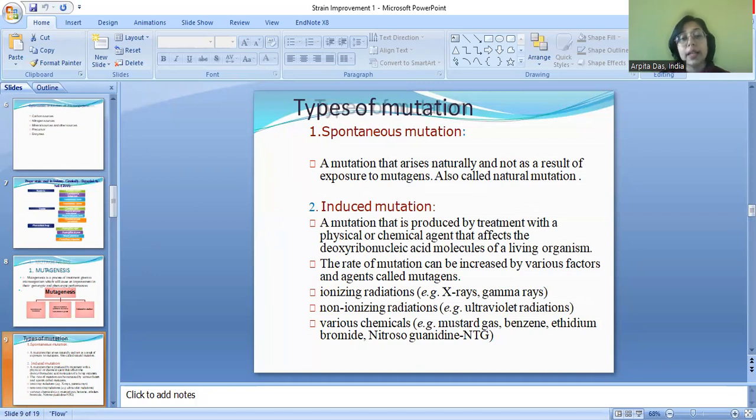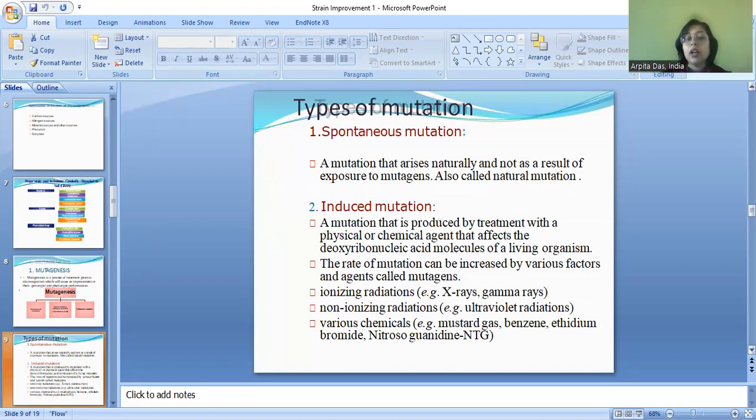Okay, so the second one is induced mutation. Induced mutation is a method in which mutation is produced by treatment with a physical or chemical agent that affects the DNA of the living microorganism. That means I am going to give a certain component, either physical or chemical, and it will cause a mutation. Suppose this is a microorganism and I am giving certain rays or light or chemical, so it can have a certain mutation. Its characteristics get changed. That kind of mutation is called induced mutation.